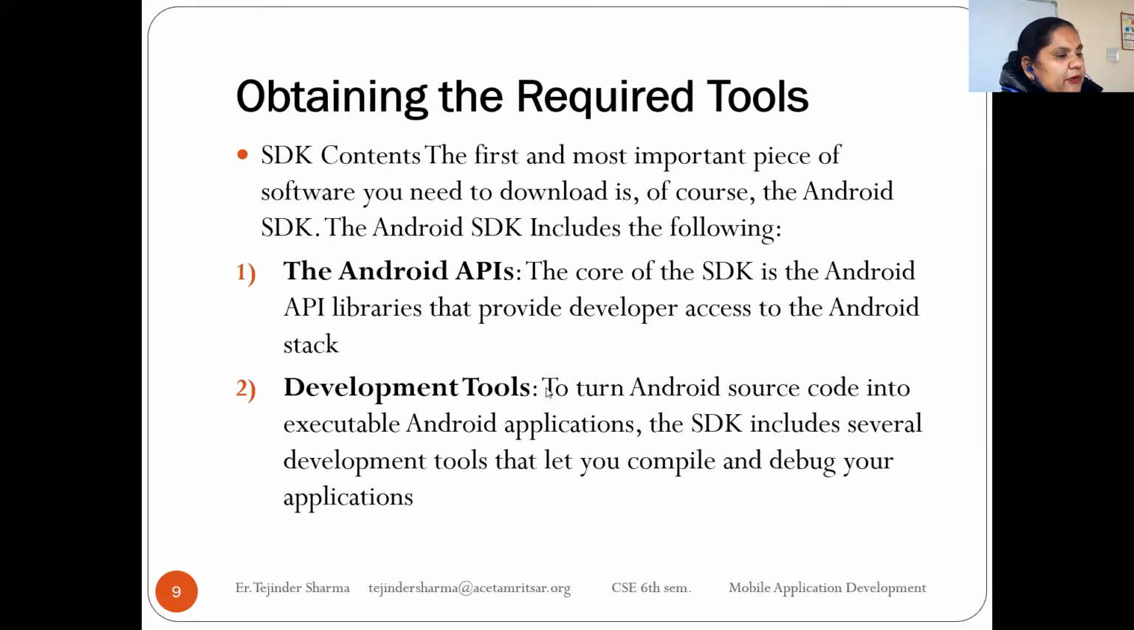So next is your development tools. To turn the source code into the executable file, the SDK includes several development tools that let you compile and debug your application. That means here you will have the components which will help you to develop your app, and after developing, the source code needs to be converted to the executable Android app, and that will be installed on your phone. And before installing on your phone, it will let you compile and debug your applications.